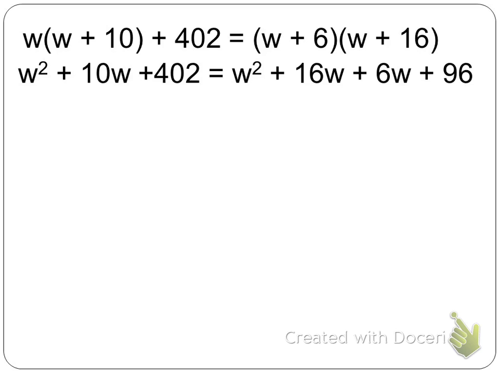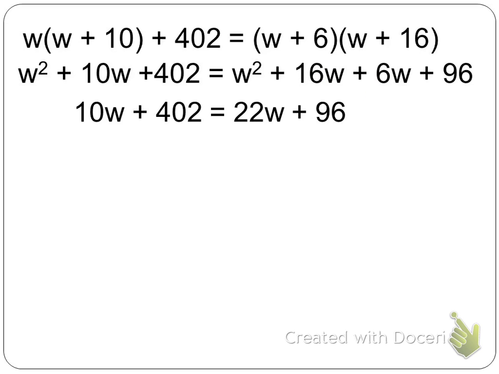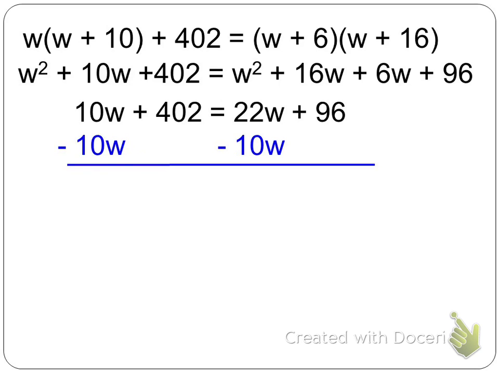All right, I have some like terms I can take care of. Right here, W's. So in the same step, where did the W squareds go? They went away. When you subtract W squared from both sides, you get 0 W squared, so you don't need to write those anymore. They're gone. Now, collect your W's. How can I do that? Yes, sir. Subtract 10W from both sides.